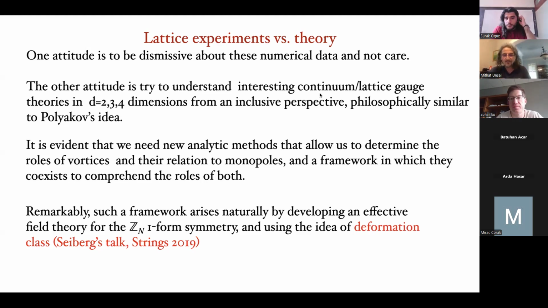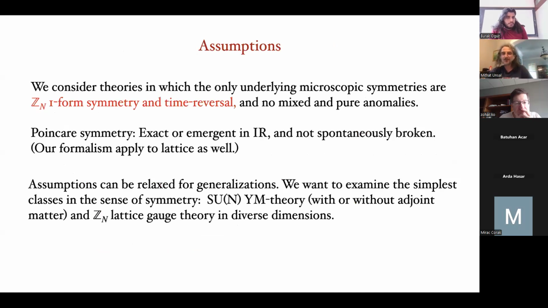So, as I said, we need some new methods, and this work is a step in that direction. What we will do will resemble an effective field theory of ZN one-form symmetry, but it is not precisely a top-to-bottom construction of an effective field theory. We will start with a theory in which there is a ZN one-form symmetry and use this idea of deformation class. I will tell you what it is exactly, and go explore all possible phases of the theory.